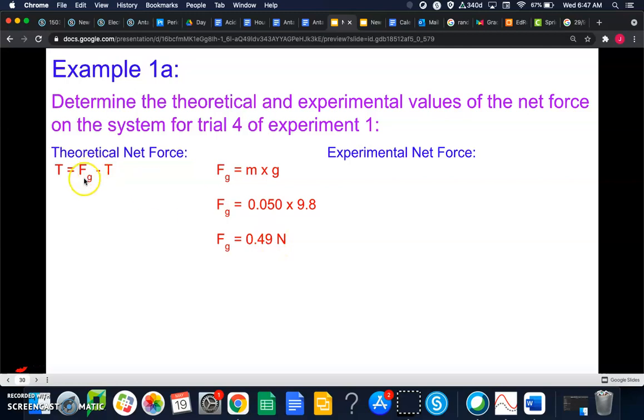Okay, so that's our force of gravity, so let's plug that in over here. Tension equals 0.49 newtons minus tension. To solve for T, we need to get the T's on the same side of the equation, so I'm going to add T to both sides. We'll get 2T equals 0.49 newtons. Then to solve that, I'm going to divide both sides by 2. And so then T is going to equal 0.245 newtons.